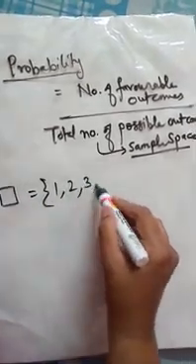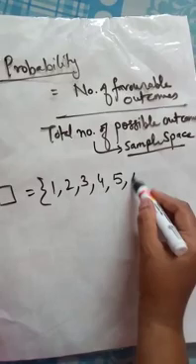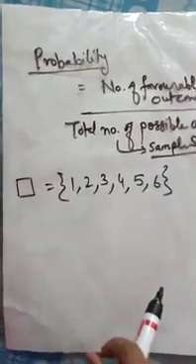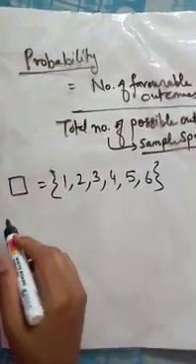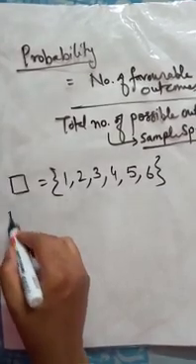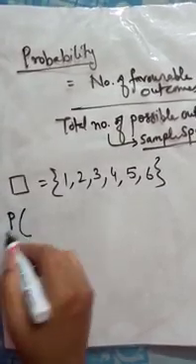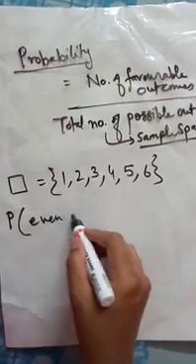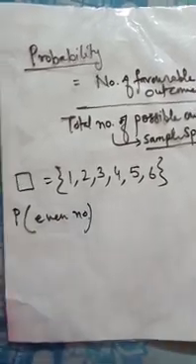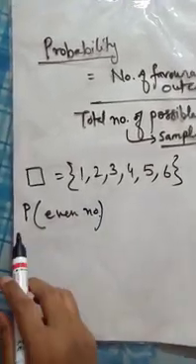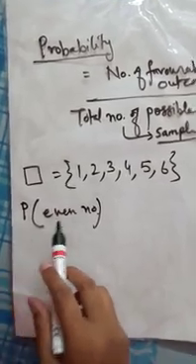1 2 3 4 5 and 6. The possible outcomes are 1 2 3 4 5 and 6. Now suppose I ask you what is the probability, so we'll write P bracket even number. So this is how you should write probability, P bracket even number. And how do I read it? This is probability of even numbers.